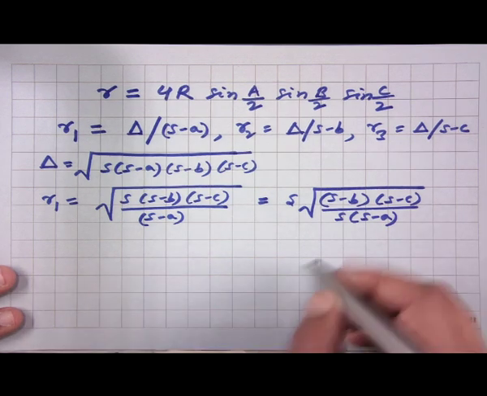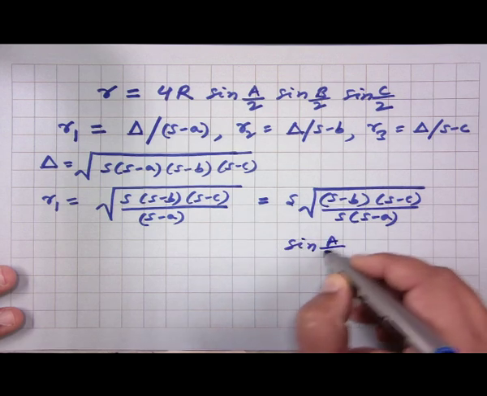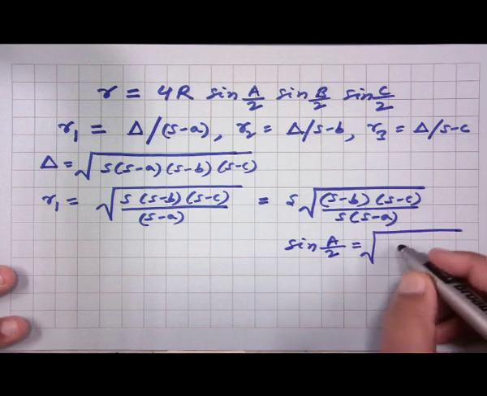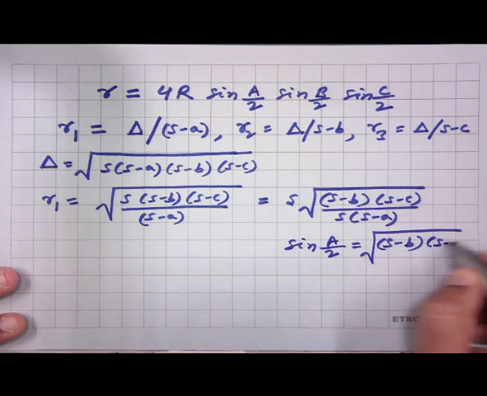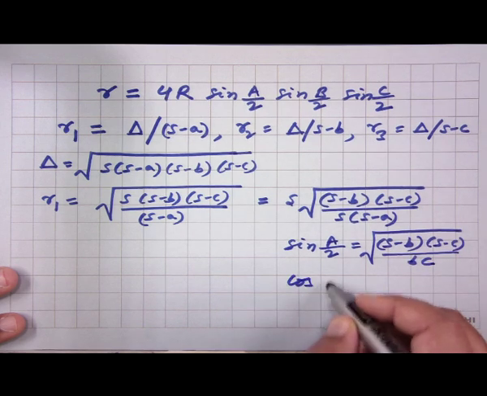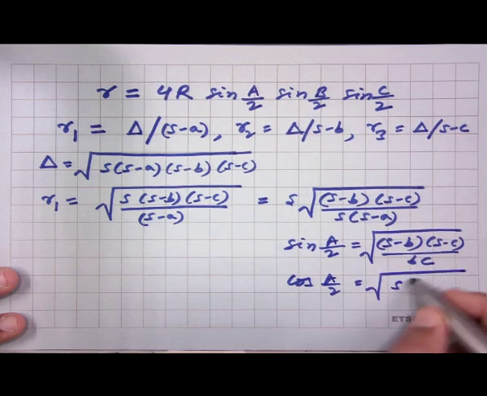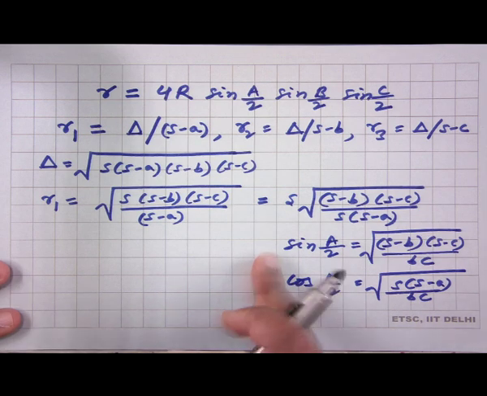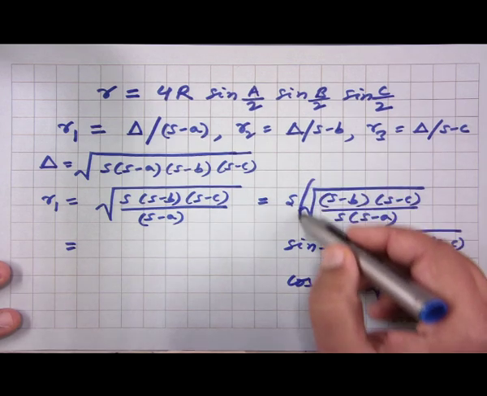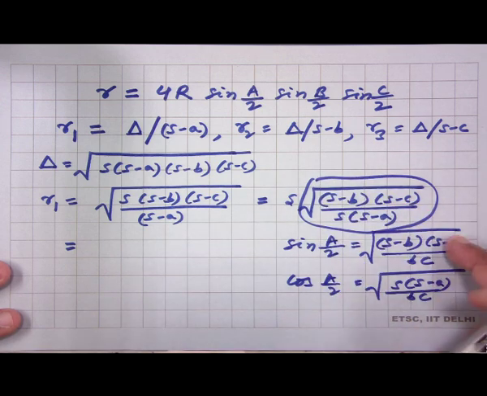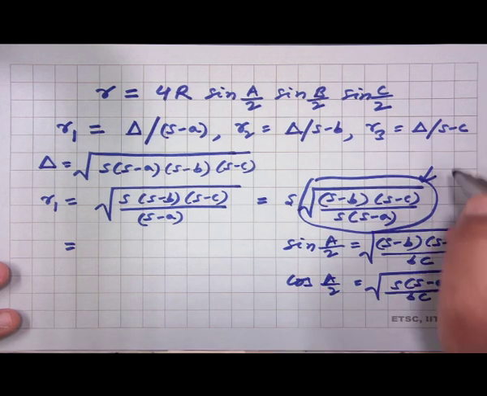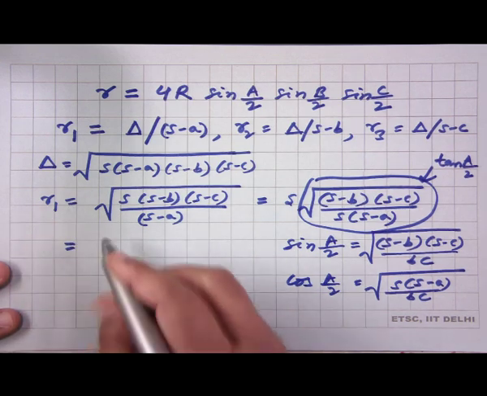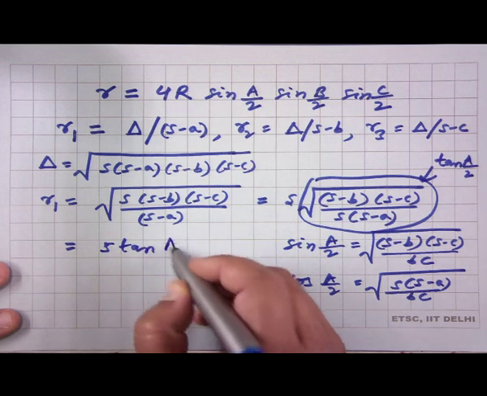Again, from the previous lectures, we know that sine of the half angle A is equal to the square root of s minus b into s minus c over bc, and the cosine of half angle A is equal to the square root of s into s minus a over bc. Looking at these two expressions, it is not very difficult to see that this expression here is nothing but sin A by 2 divided by cos A by 2, which is tangent of A by 2. Therefore, another formula for r1 is s times tan A by 2.